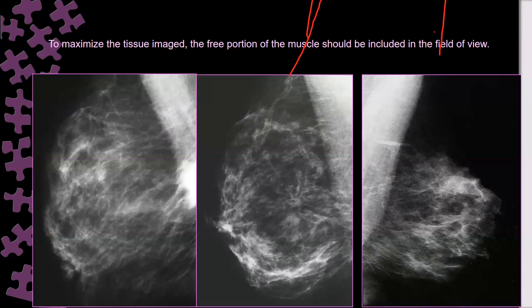What is going on in this case? Which one is first, which one is second? The second one is this. Here, this is bilateral mammography, and then this is another image for the right one.